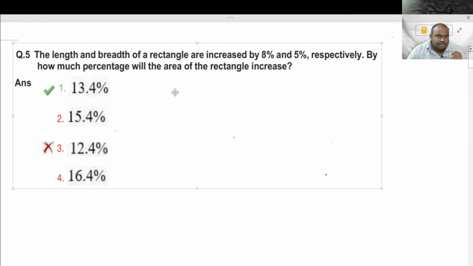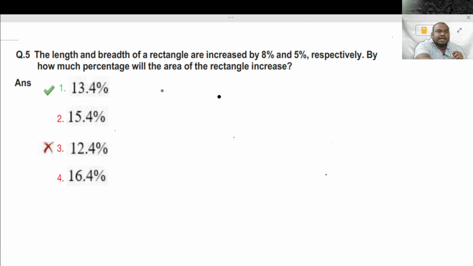We were working on previous year SSC CGL questions on percentages. Next question. The length and width of a rectangle are increased by 8% and 5% respectively. By how much percentage will the area of the rectangle increase?